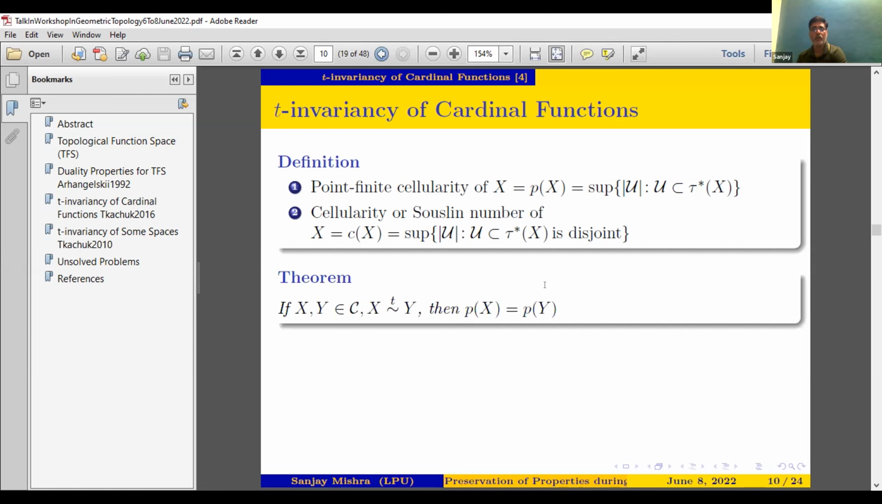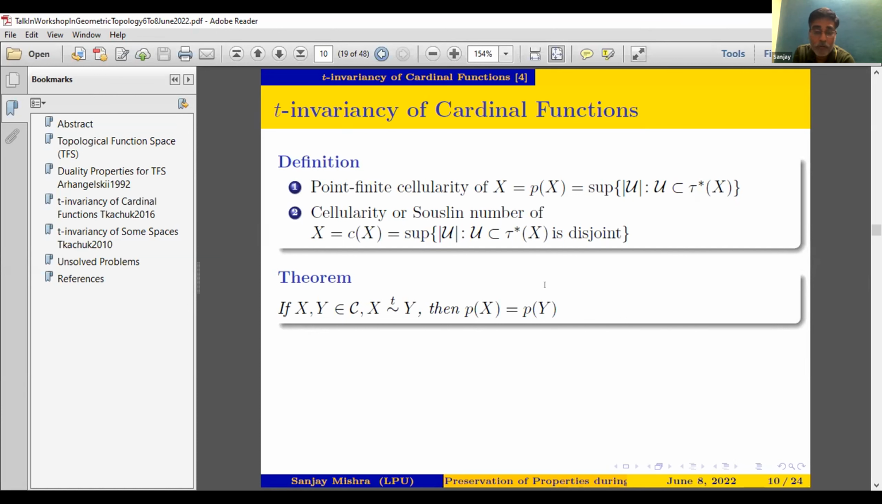Now this result tells us how the cellularity and the point finite cellularity are t-invariant.